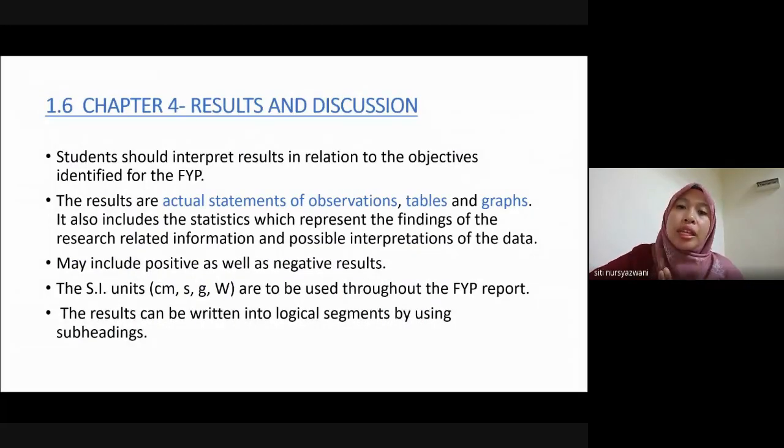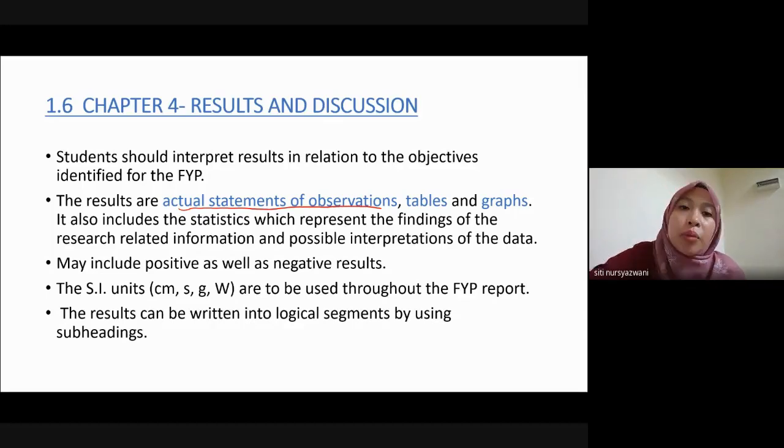Okay, dalam chapter 4 ni biasanya kita combine result and discussion, ataupun you boleh separate lah: you describe you punya result, you explain you punya result, and then baru you discussion. Tapi you nak combine result and discussion pun okay, boleh juga. So students should interpret results in relation to the objectives identified for your final year project, and the result is the actual statement of observation. Okay, observation, and must be projected dalam bentuk tables, graph.